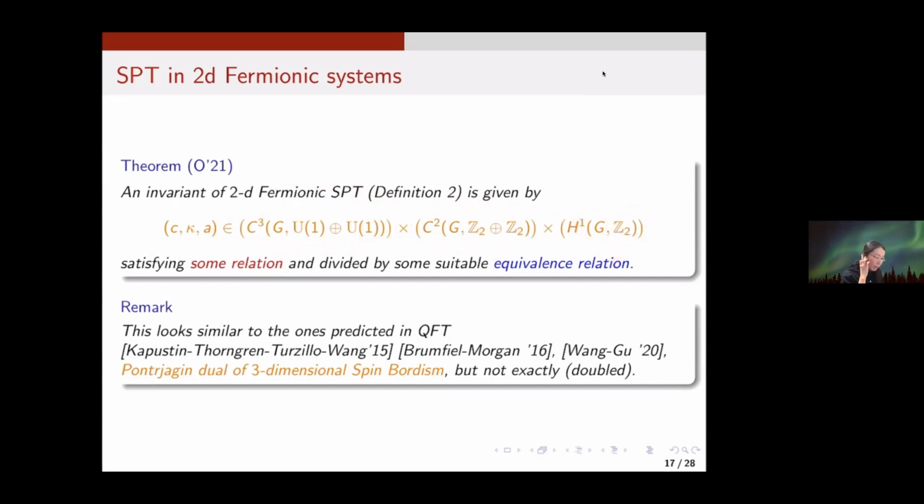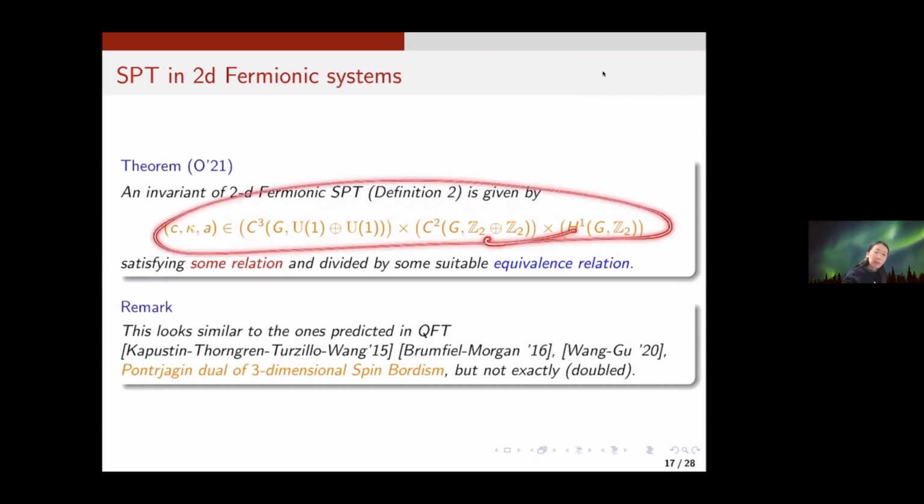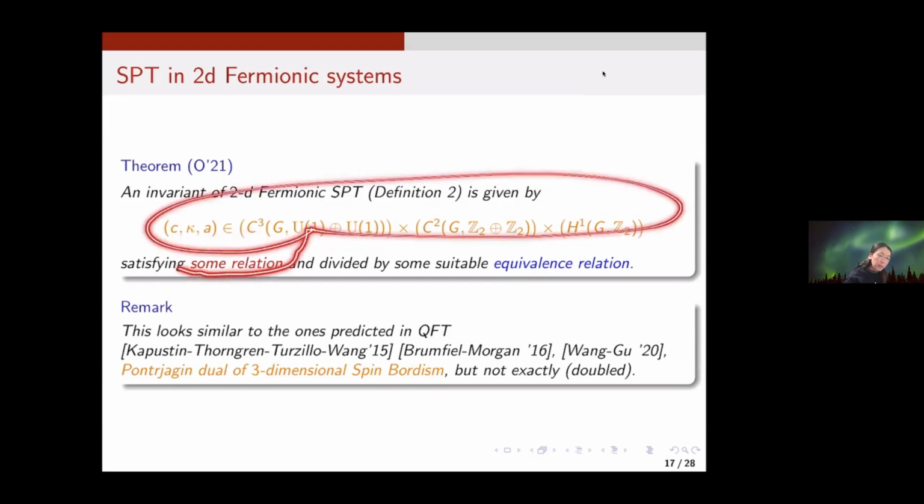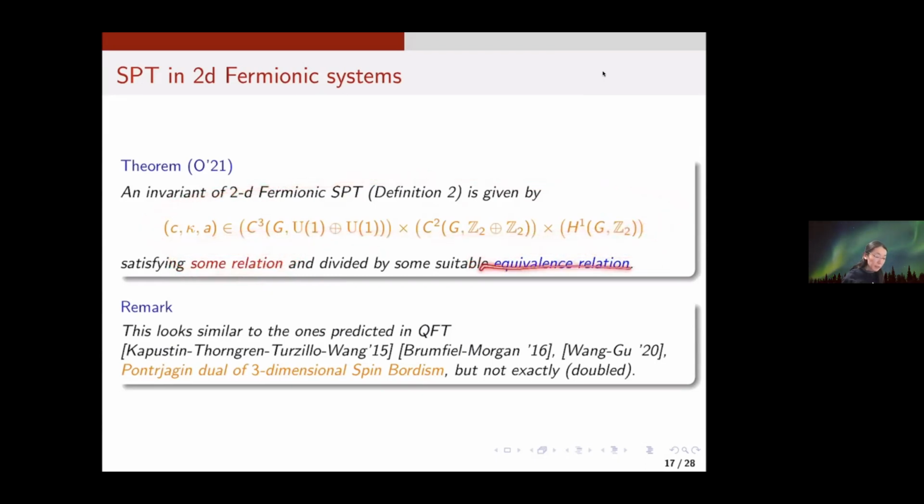And our invariant is given as follows, given by such a set, but not only that, but this element should satisfy some fixed relation. And furthermore, not only that, we consider such a triple satisfying some relation, which I will describe later, and divide it by some class equivalence relation. And that is what our invariant is.